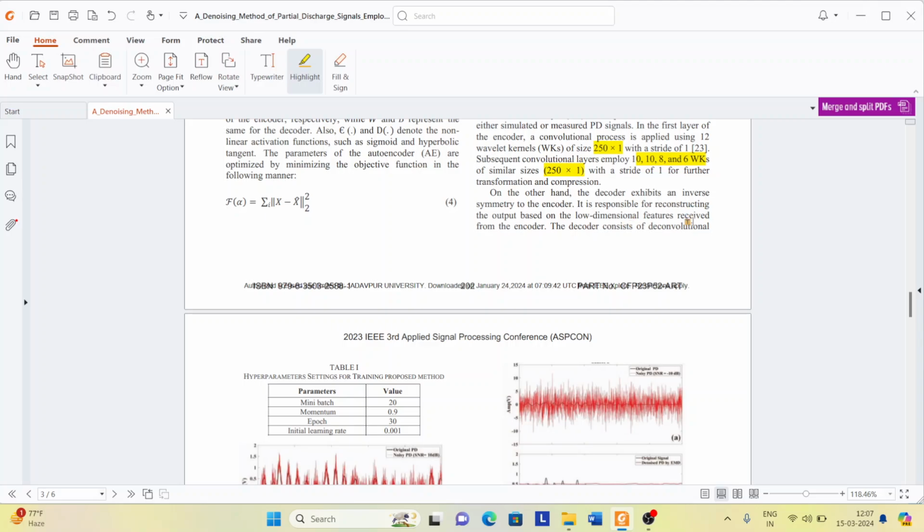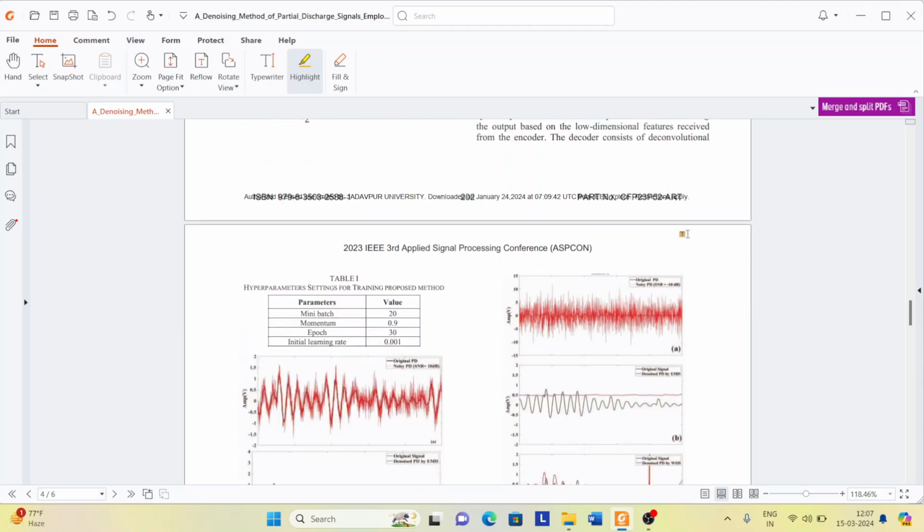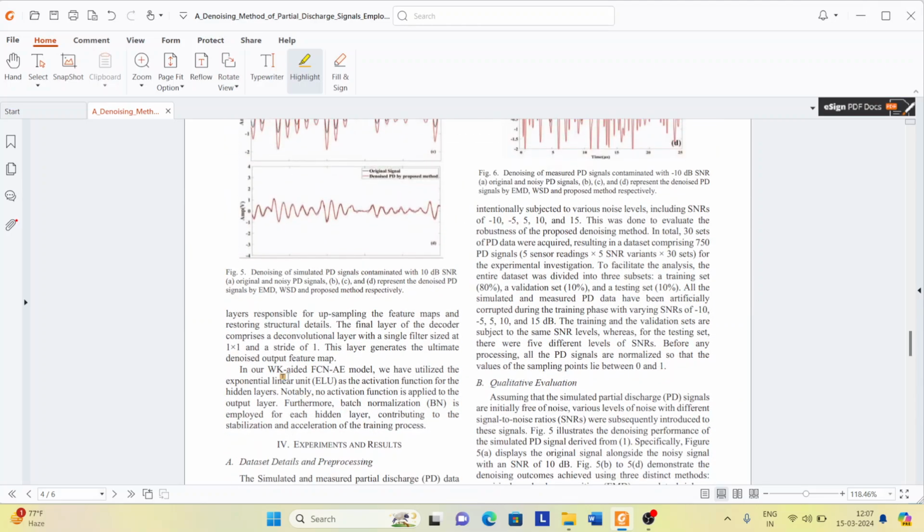On the other hand, the decoder exhibits inverse symmetry to the encoder. It is responsible for reconstructing the output based on the low dimensional features received from the encoder. The decoder consists of deconvolutional layers responsible for upsampling the features. So these are all the discussions about the proposed method.